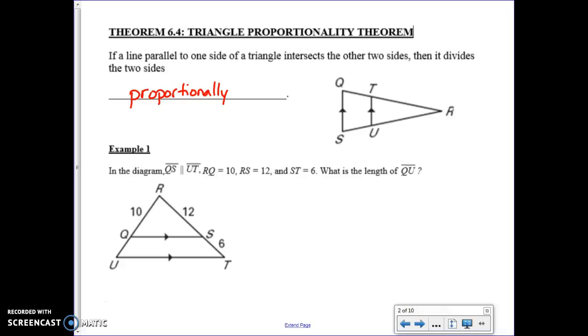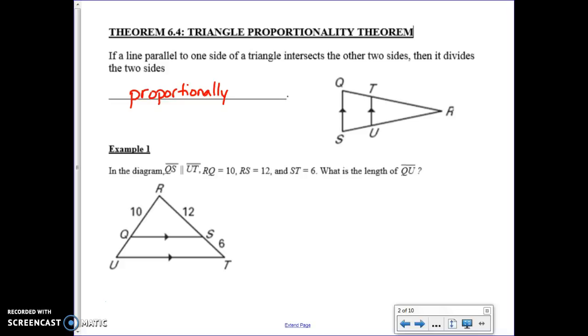So in the diagram, QS is parallel to UT. We see that in the picture. RQ has a length of 10, RS has a length of 12, and ST has a length of 6. We want to know the length of segment QU.